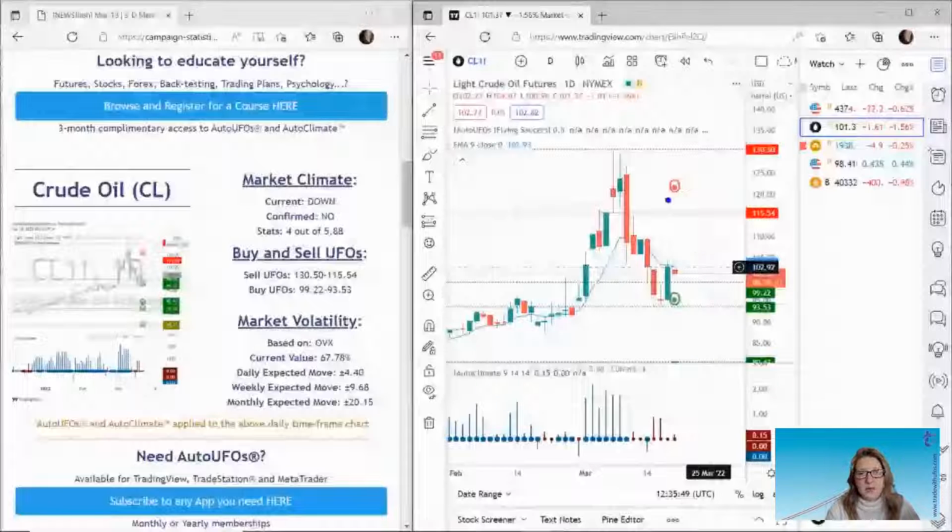We've got a little way to go before we hit sellers. They are up at 130.5 to 115.54. Overall, not enough probability today based on the climate, but be aware of hitting those buyers and potential movement to the upside from there.